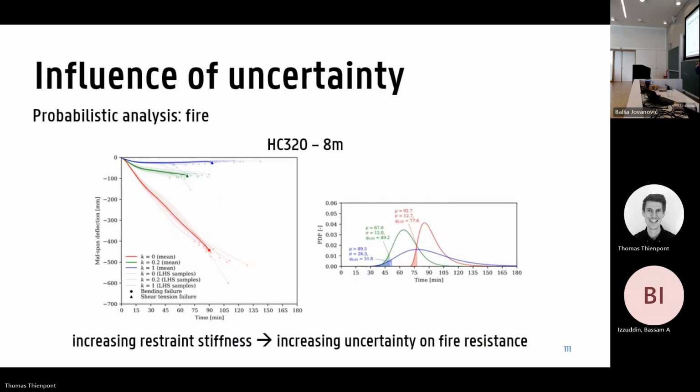So the main conclusion is that increasing the restraint stiffness also increases the uncertainty on the ultimate capacity, taking into account restraint. We can do a similar analysis in case of fire. Then again, I showed you some graphs which show the displacement over time in case of fire, both for an unrestrained hollow core slab, which is the red curves, and the restrained ones, which are green and blue. And there again, if we plot them as distributions, we see that if we increase the restraint stiffness, also the uncertainty on the fire resistance increases quite a bit, especially if you look at the blue curve, we can see that the fire resistance is somewhere between 30 and 150. So there's a very, very large spread. So the conclusion from these analyses was that increasing restraint stiffness also increases uncertainty on the fire resistance.